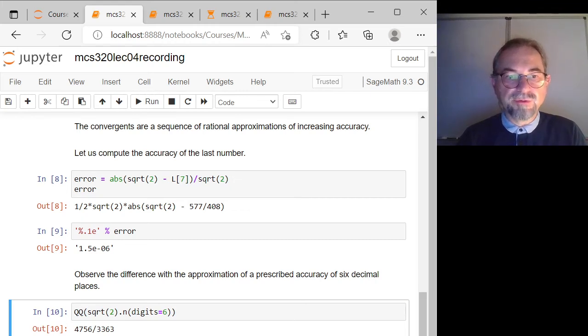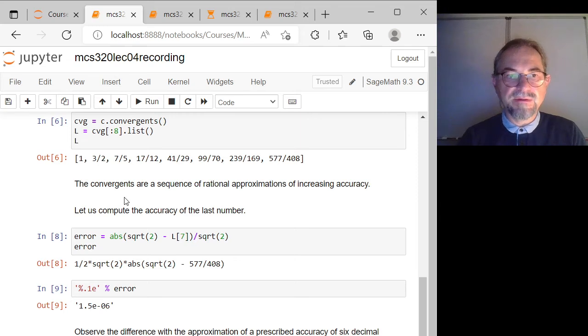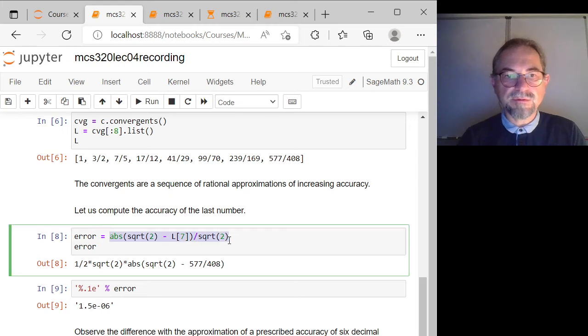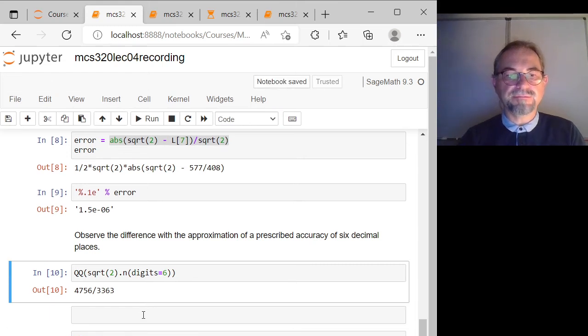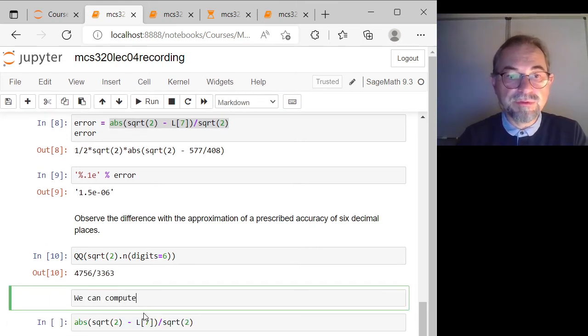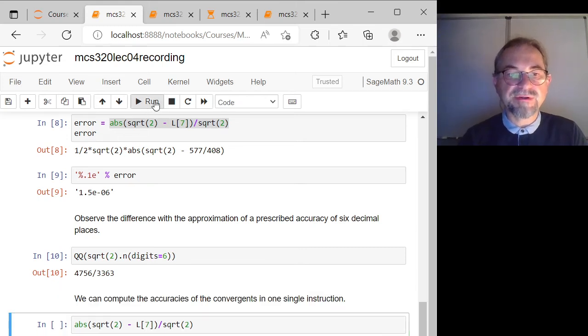Alright, so I want to do this now for all the numbers in the sequence. Here I have the sequence L, and I want to apply this formula. So I can copy and paste, and make a list comprehension with this. Let me first define what I want to do here. We can compute the accuracies of the convergence in one single instruction. List comprehensions are very, very useful.